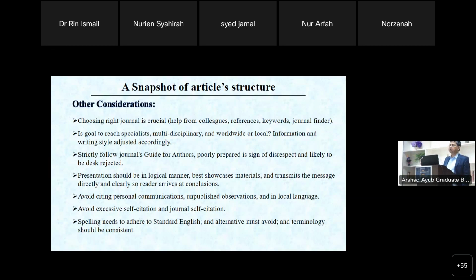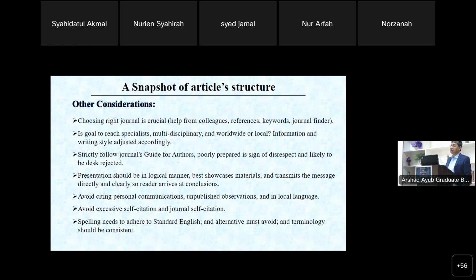Go to reach specialists, multidisciplinary and worldwide or local information, and adjust the writing style accordingly. You really need to know your audience. If you are writing this for a practitioner, having a very complex mathematical model is not helpful, right? So you have to tone it down. You write the mathematics so that the practitioner can understand. But if it is for academics, then you can include all this, because academics can understand.